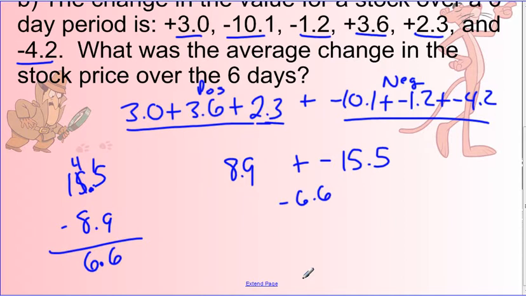Okay, so we fixed a little mistake, little typo, fixed our problem. Now, we added up all the numbers, and we need to divide by the number of numbers. Well, it says there are 6 days, so I'm going to take this guy divided by 6. And 6.6 divided by 6, the number part is 1.1. The sign part, the signs are different, so the answer is negative. Okay? So the average change was a negative 1.1 in the stock price, stock value.